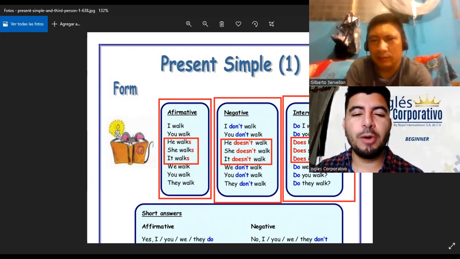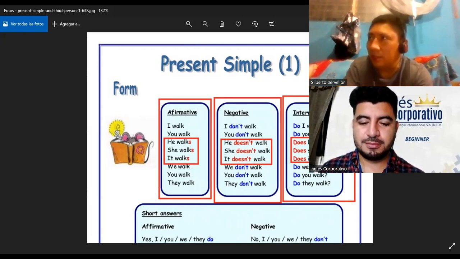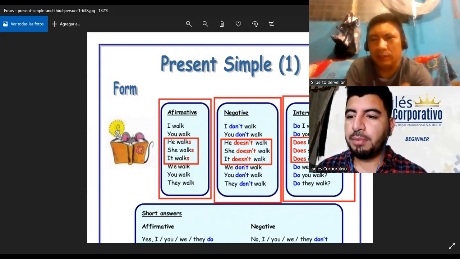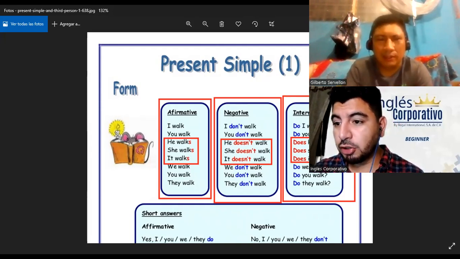He doesn't qué? El qué no hace él. Falta el verbo. He doesn't. Él study. Okay. Study. He doesn't study English. Okay. English. He doesn't study English. Yes. Now let's go to the question.